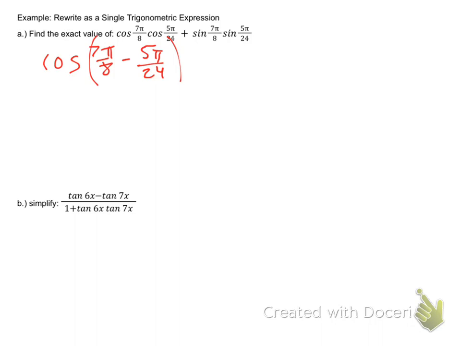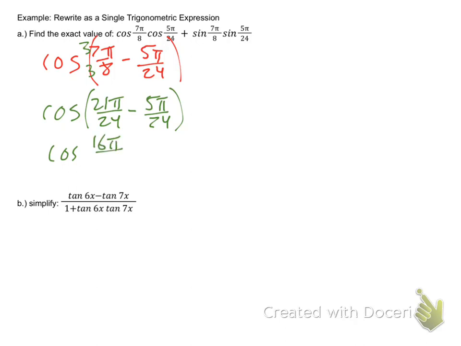Question then, can you get a common denominator? Common denominator is 24. So times 3, times 3, which leads us to cosine of 21 pi over 24 minus 5 pi over 24, which is cosine then of 16 pi over 24. Wait a minute, can I reduce that? What divides into top and bottom? 8. So this becomes cosine of 2 pi over 3.